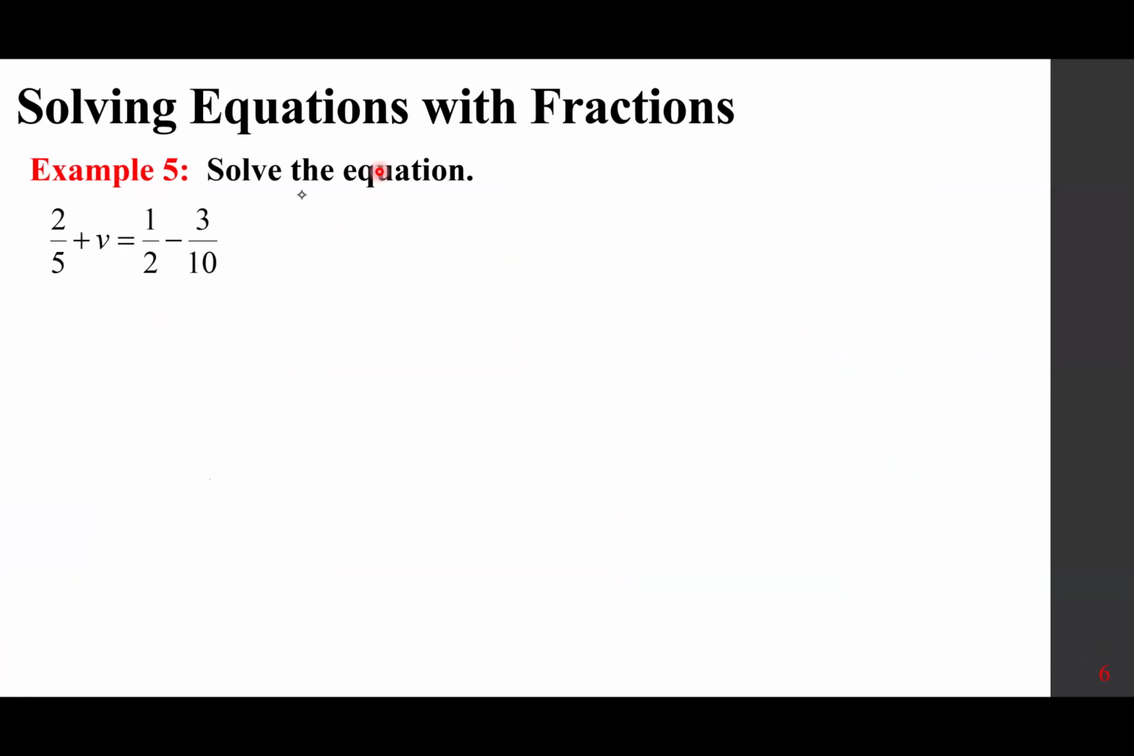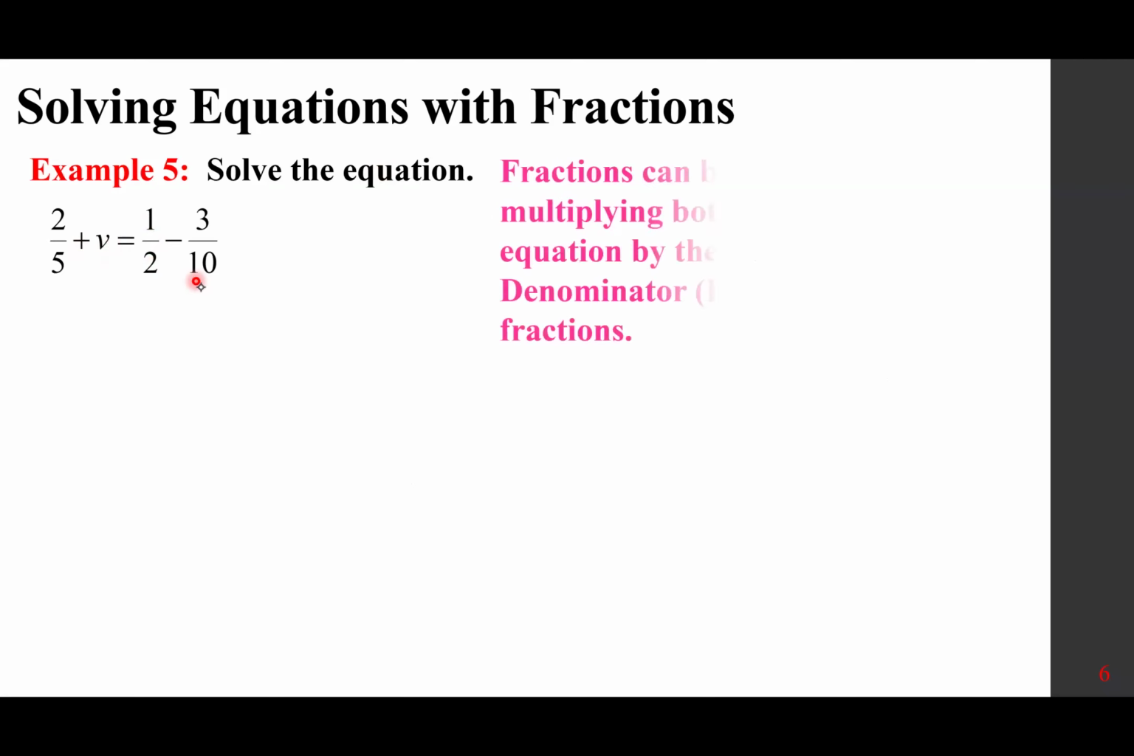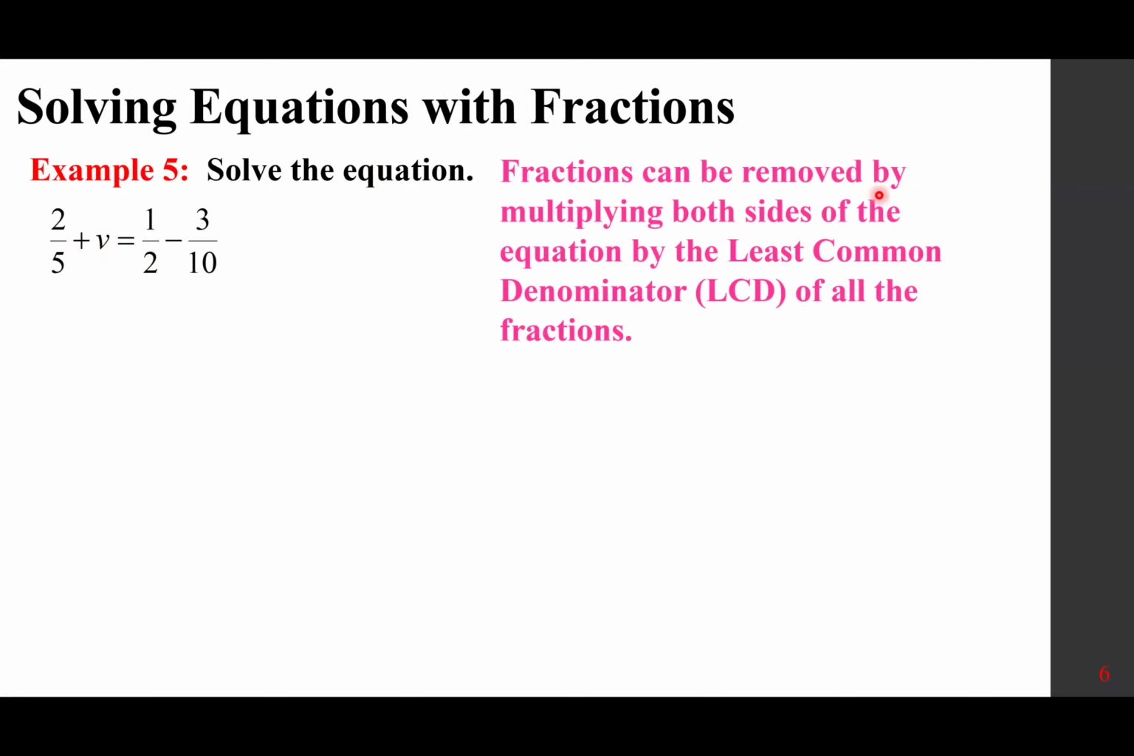We want to solve this equation. 2 over 5 plus v is 1/2 minus 3 over 10. Fractions can be removed by multiplying both sides of the equation by the least common denominator, LCD, of all fractions. No matter how many fractions you have, 1, 2, 3, I hope you recognize the LCD is 10 for all those fractions. If I multiply both sides by 10, every fraction will lose its denominator.